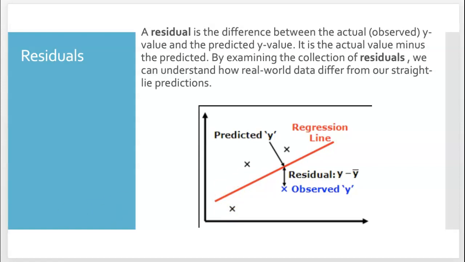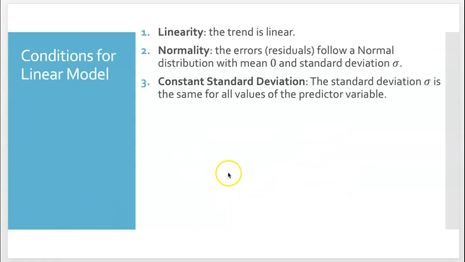So things that we need to assume about these. Okay, so now we have conditions for linear model. We've seen number 1 before, right? Obviously, we have to have a linear trend in order for any of this to make any sense. So we have to observe a linear association. Check. Now 2 and 3 are new. So 2 now, normality. It's saying the errors or the residuals follow a normal distribution with mean 0 and standard deviation, who knows what it is, but we'll call it sigma.